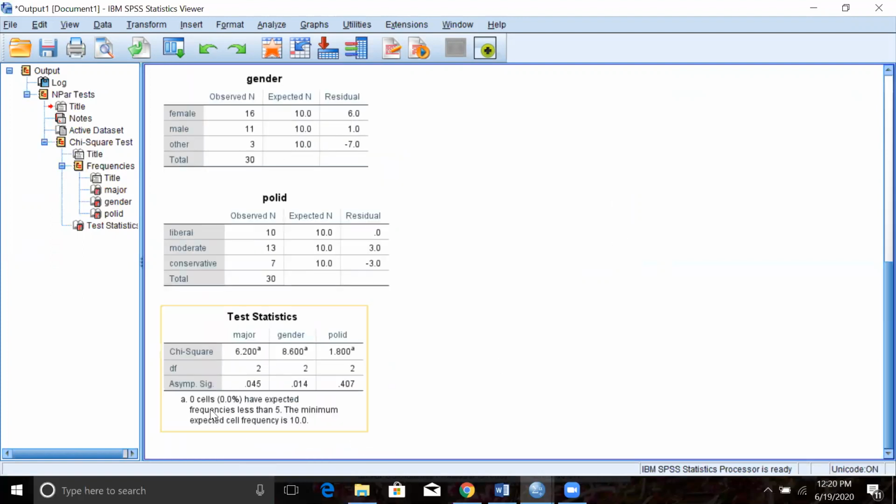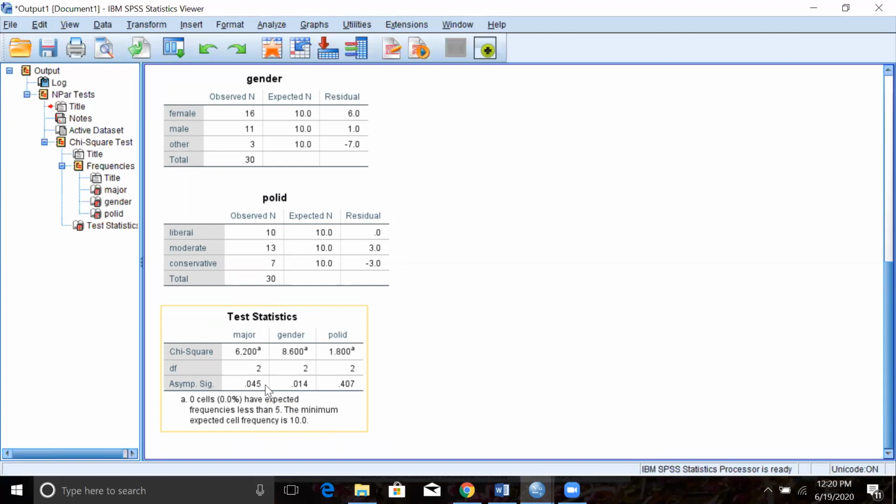So your chi-square values are down here at the bottom. Your chi-square for major is here in this first column. This value in the first row labeled chi-square, that's your obtained statistical outcome. That's your obtained chi-square. This row labeled asymptotic significance is your p-value. So the one-way chi-square for major has a chi-square of 6.2 and a p of 0.045. That's less than p equals 0.05, so that's significant.